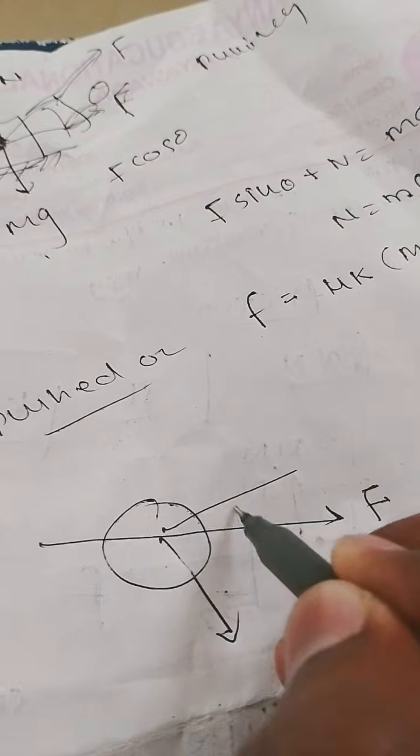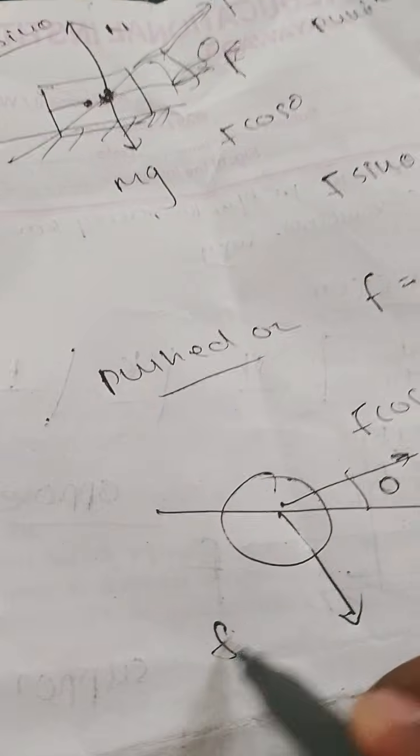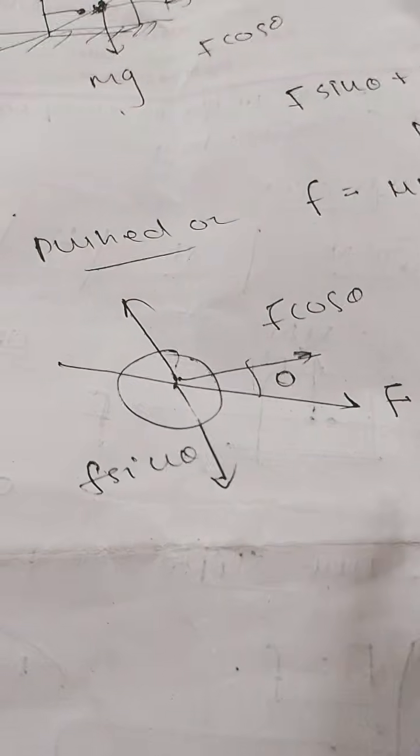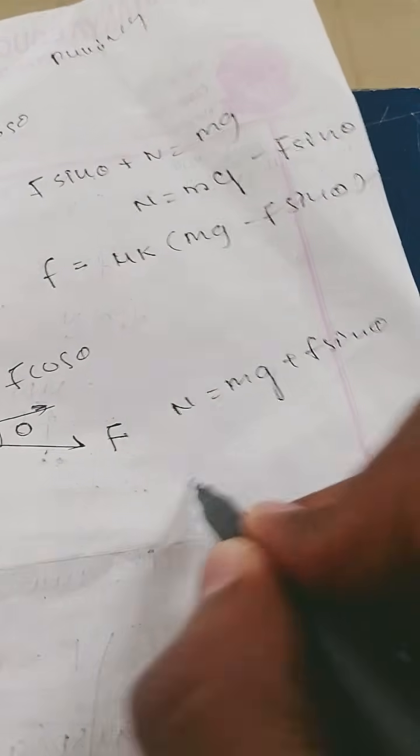When the body is pushed on a rough surface, the applied force can be split into two components, at an angle with respect to the horizontal. So it is F cos theta and F sin theta. When the body is not moving upward or downward, the normal force is equal to mg plus F sin theta. So the frictional force can be written as mu s into mg plus F sin theta.